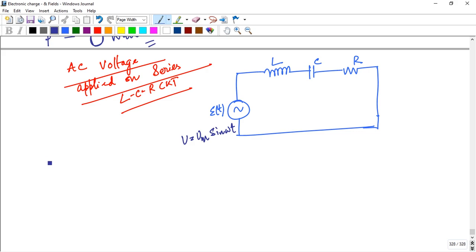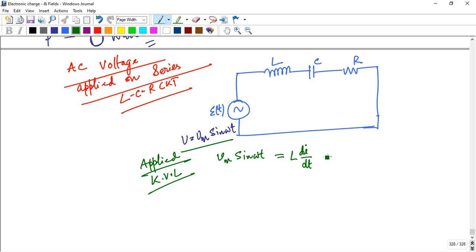So, solving with the help of KVL, Kirchhoff's voltage law: Vm sine omega t is equal to the potential drop across the inductor, that is L di/dt, plus the potential drop across the capacitor, that is q by C, where small q is the charge stored in the capacitor, plus the potential drop across R, that is V equals IR. That's the equation here.